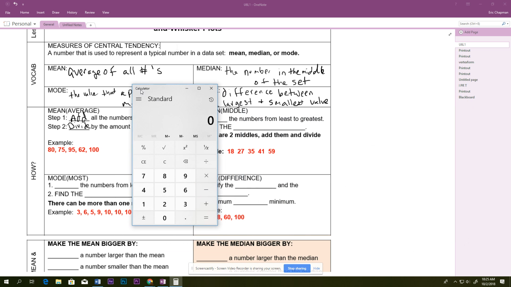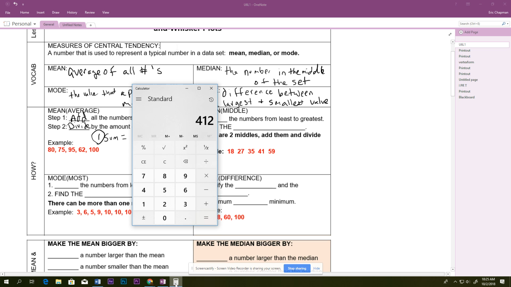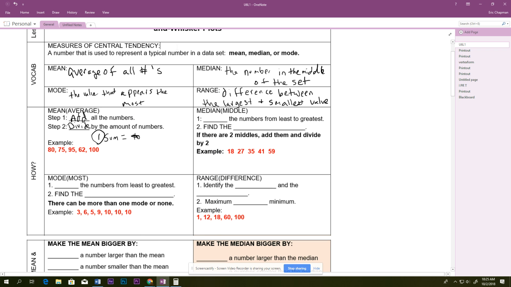All right, so we're going to take 80 plus 75 plus 95 plus 62 plus 100. So the sum, that's step one, equals, sorry, not 100, 412. 412. And step two is to divide by the amount of numbers.